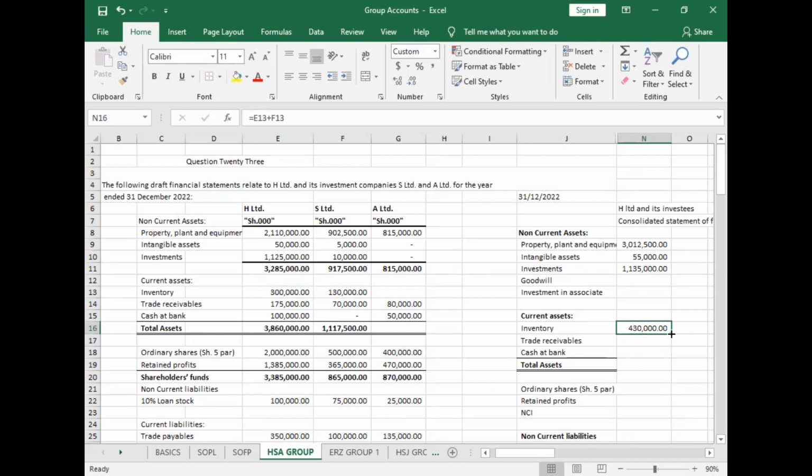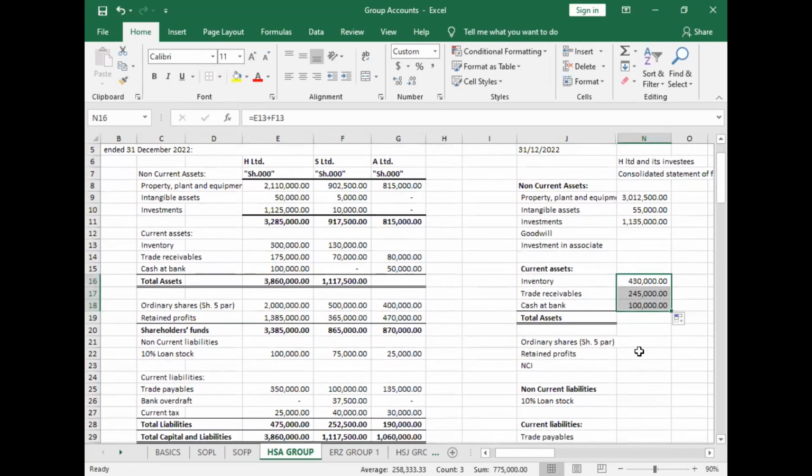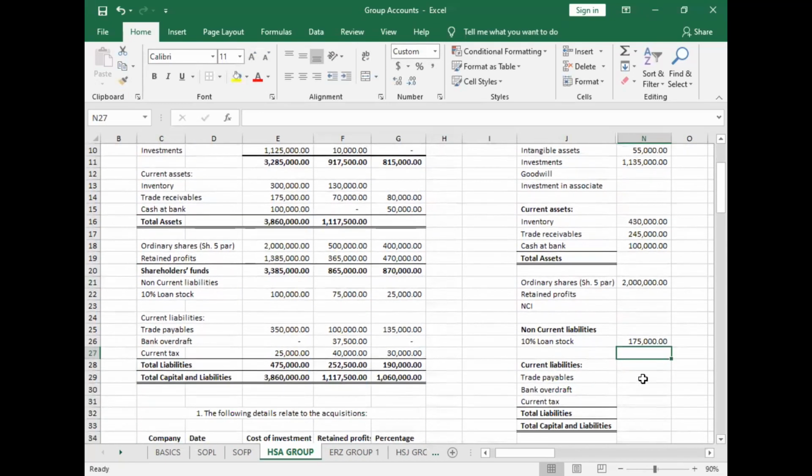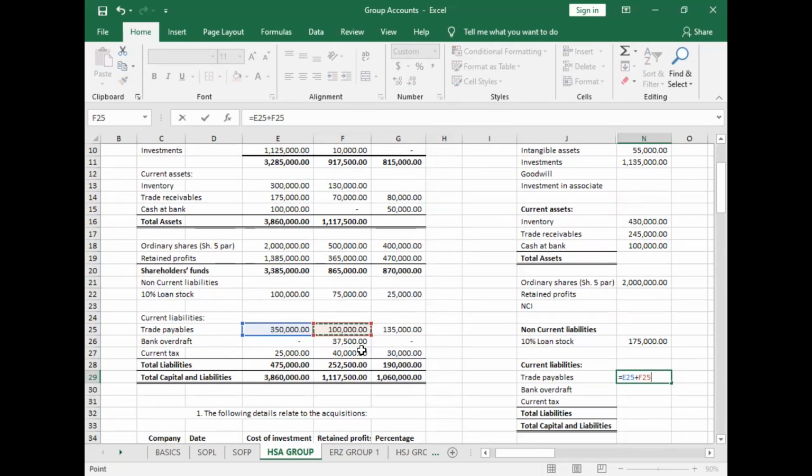Then I'll drag now. You can press Control Enter if you don't want it to go to the next cell. So for the ordinary, I'll take only the parent. Then for loan stock, equal, this one here plus the subsidiary. Then for payables also, equal, the parent plus the subsidiary. If you don't want it to move down, you just press Control Enter. It remains there, then you just drag.